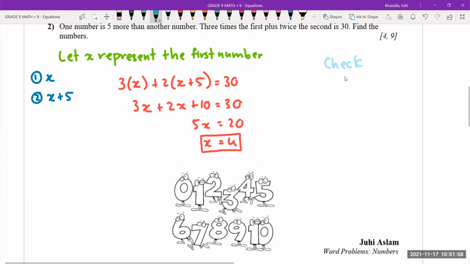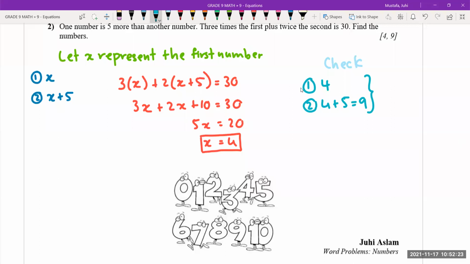So for my check, again, it's not a formal check, it's an informal check. I'm just using logic and trying to see if this answer makes sense. I know my first number has to be a 4, right? Because the first number is an x and we just figured out x is equal to 4. What will the second number be? Which is 9, good. Okay.